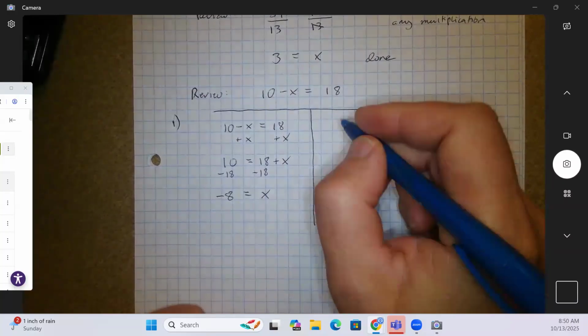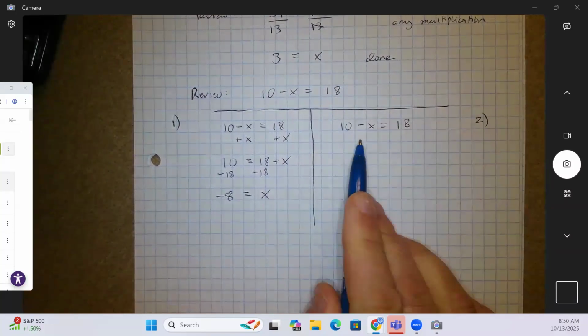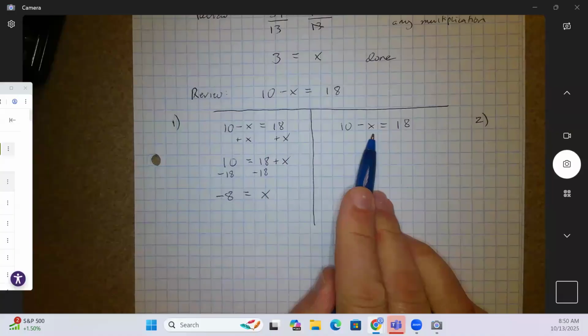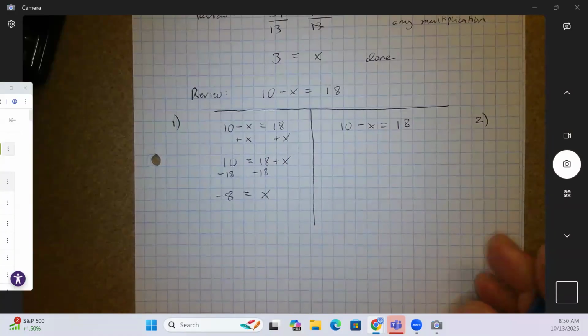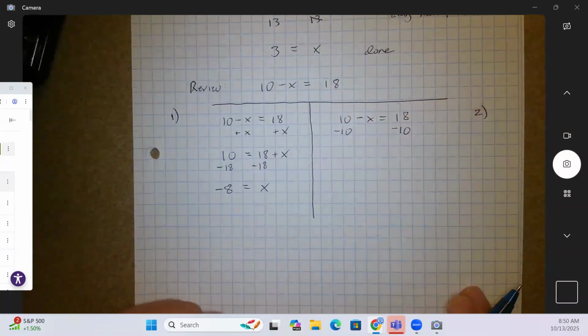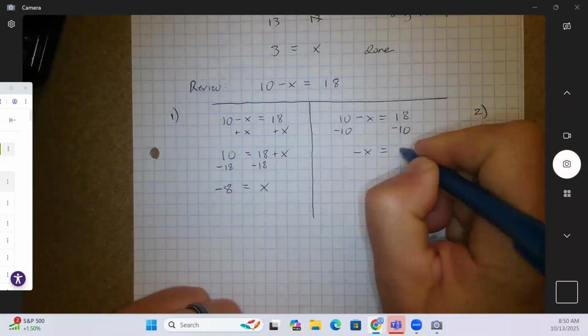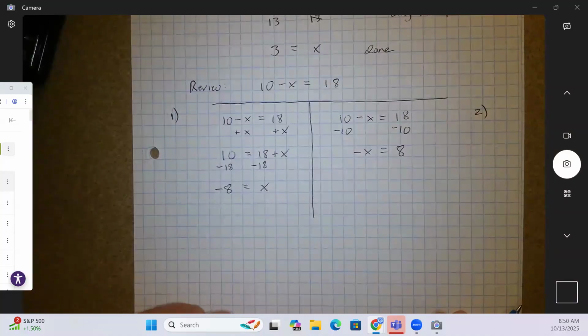The other way would be to say, I'm not going to worry so much right now that that x is negative. I'm going to prioritize getting it by itself. And to do that, I can subtract 10 from both sides. And I get negative x equals 8, because 18 minus 10 is 8.